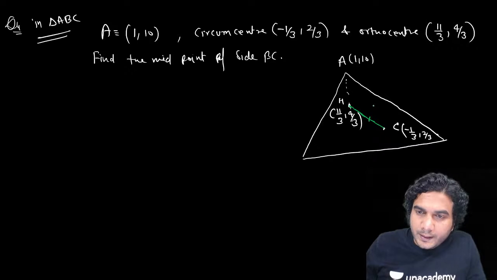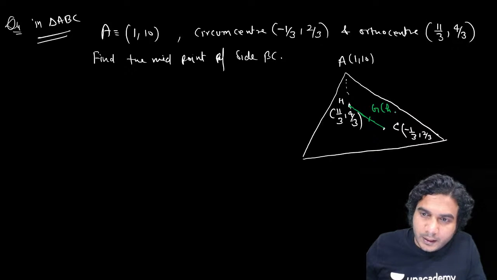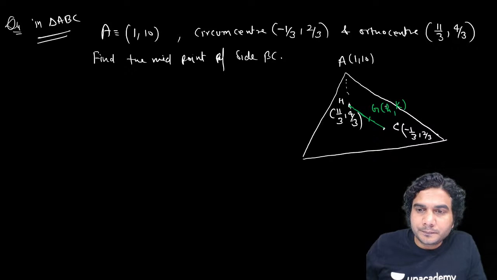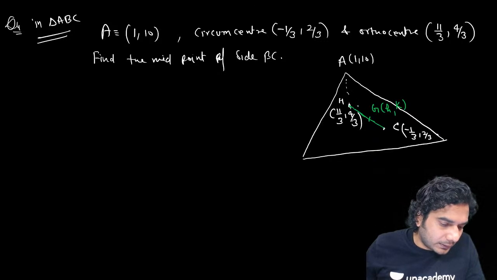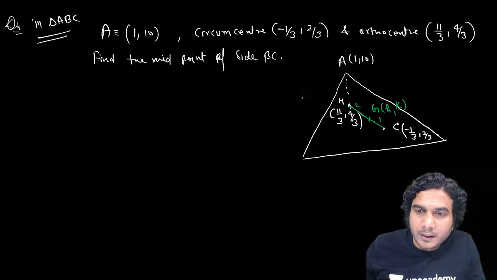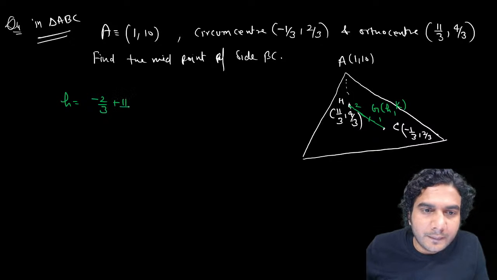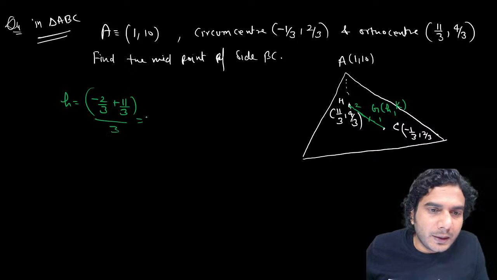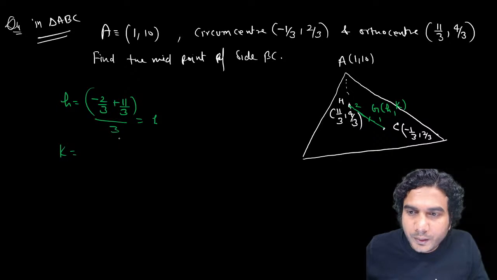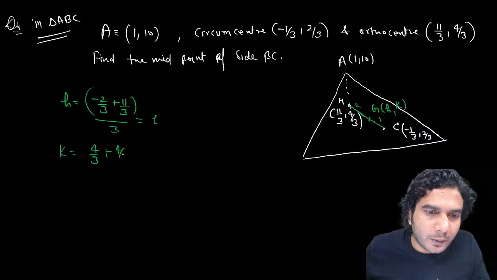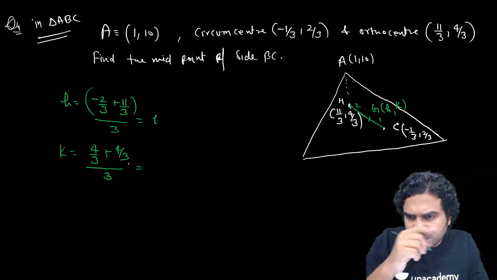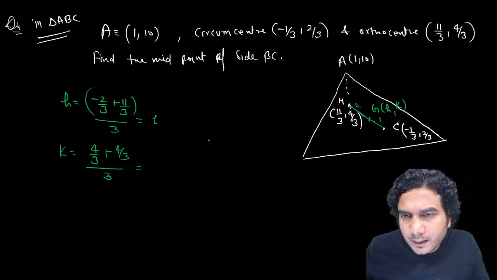So we are going to use the centroid in this. Centroid is h comma k. You know that the centroid divides the orthocenter and circumcenter in the ratio of 2:1, right? So if you apply that formula, let me check. h is equal to -2/3 plus 11/3 divided by 2 plus 1. So it is going to be 9/3 by 3, so it is 1. And k is equal to 2 into 2/3, so 4/3, plus 1 into 4/3, divided by 3, so it is 8/9.